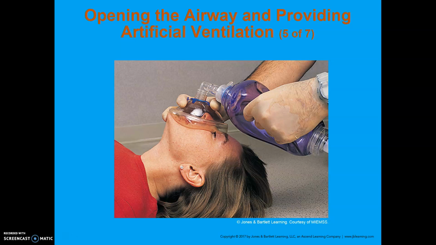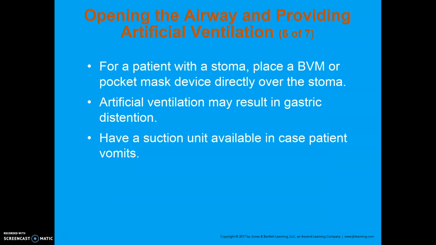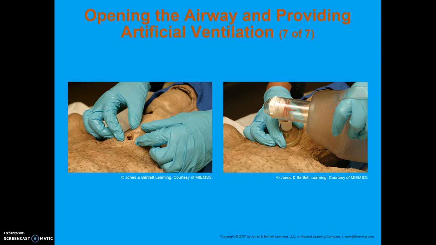Here's showing proper placement of a BVM over a patient. Notice that the head is extended because he's got a couple of fingers there underneath the bony part of the jaw, lifting backwards so that the patient has an open airway as well as getting those good ventilations. Like I said, the patient's stomach is likely to fill with air if you're giving ventilation, so you want to make sure that you have your suction unit available.